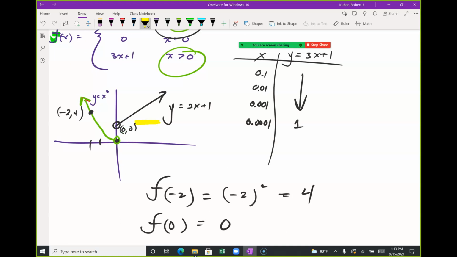If I cast my light this way, it would shine through, so there'd be no shadow. But if I cast my light this way, I would get a shadow, right? So I have to look at all of the y values that I would hit.